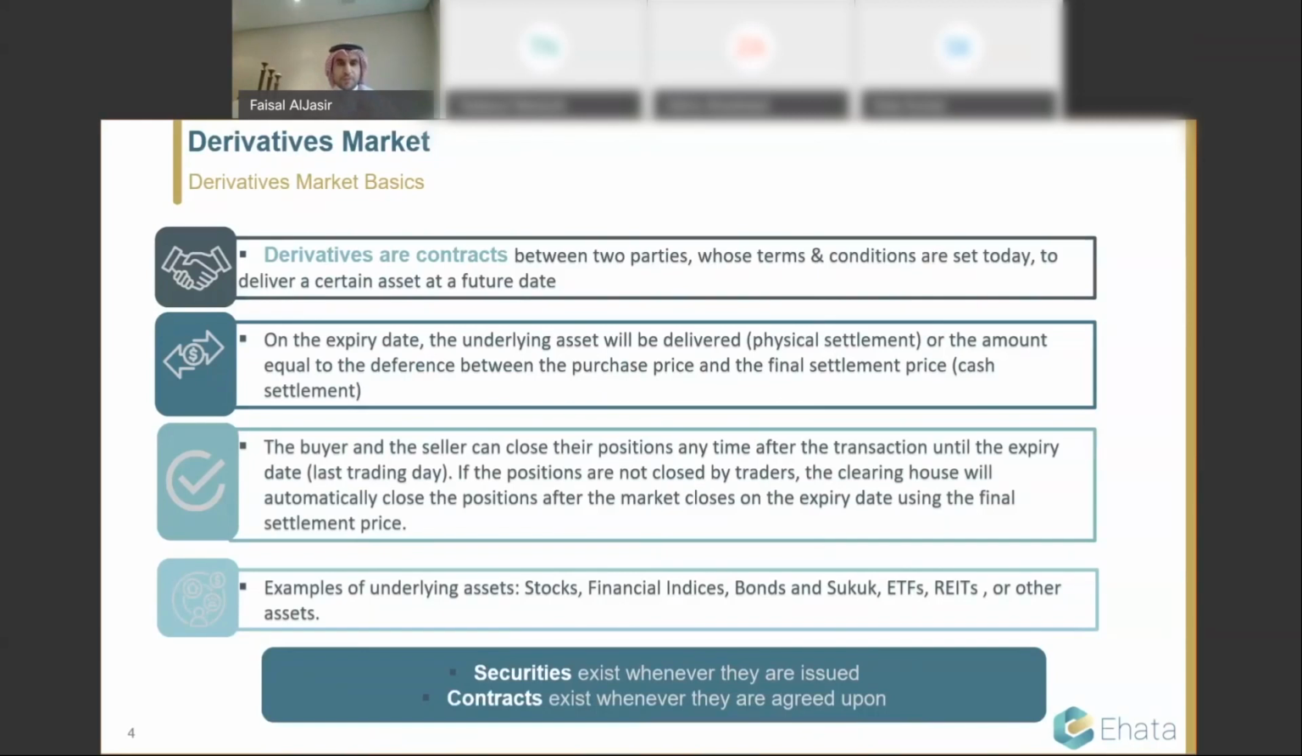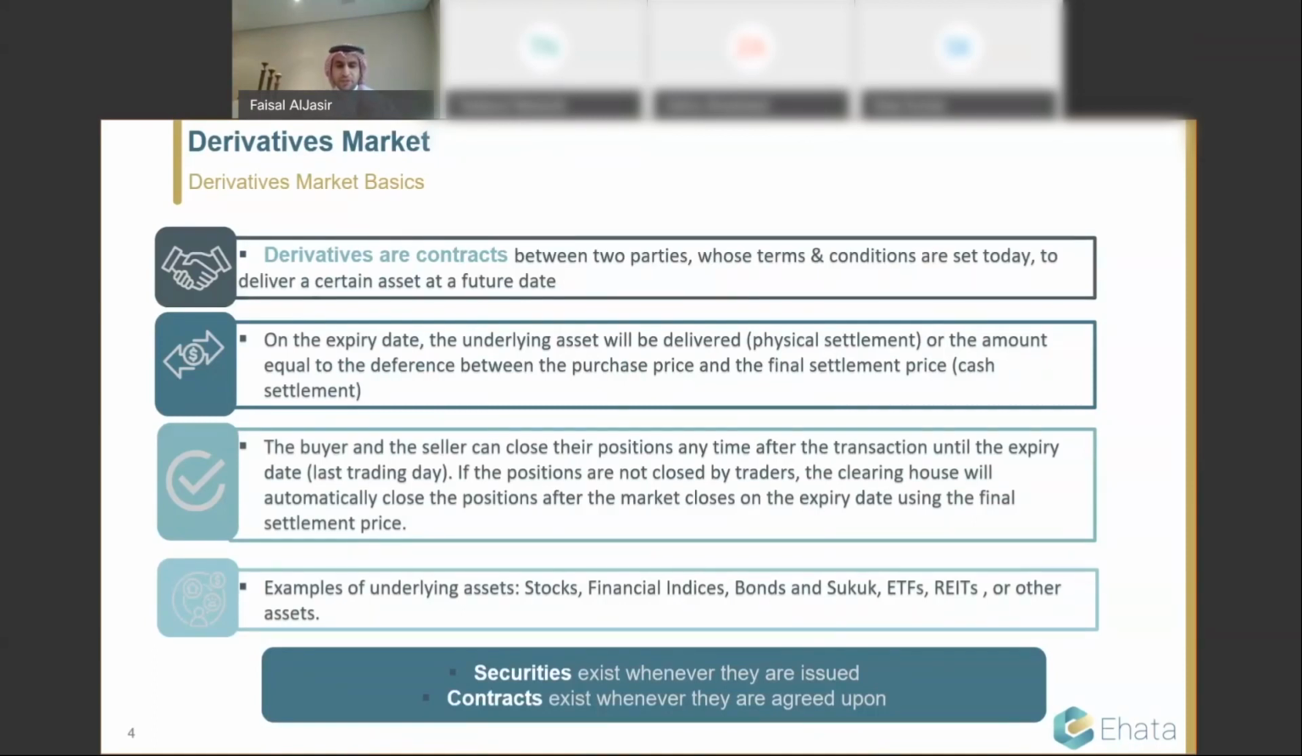Derivative models. First, I would say we want this to be as engaging as possible. We want it to be fun and enjoyable, and also to have that kind of important knowledge, especially as Tadawul will be launching soon the first exchange traded derivative in Saudi. So we start by defining a derivative.